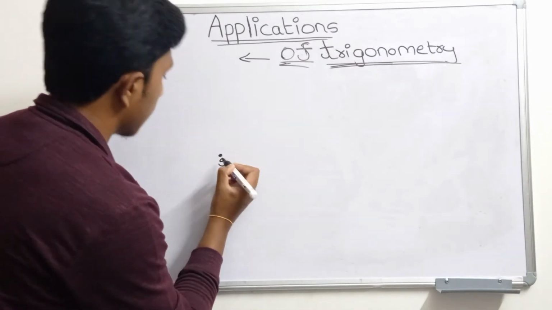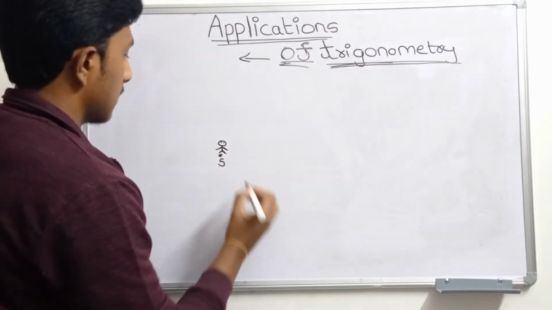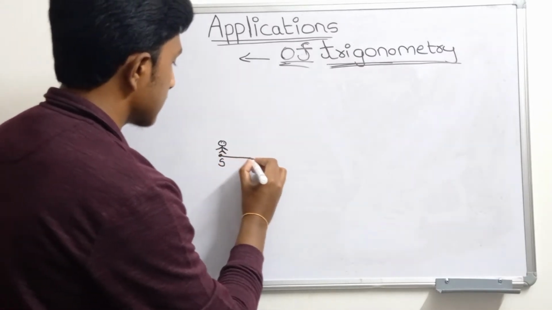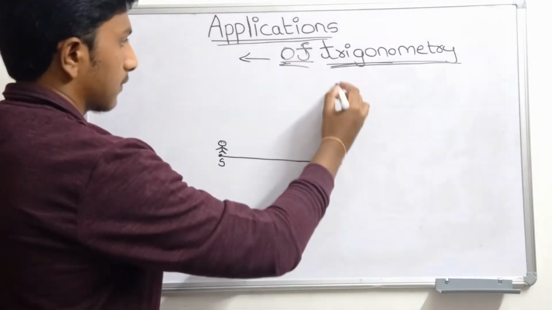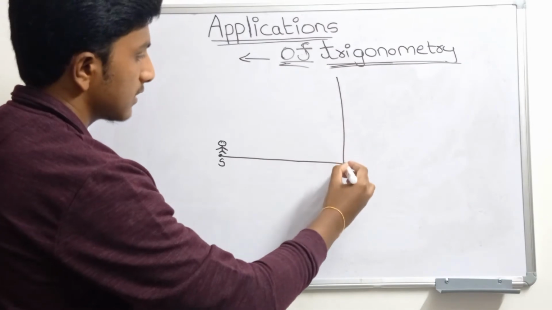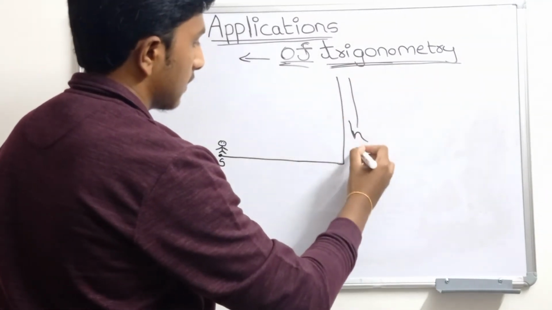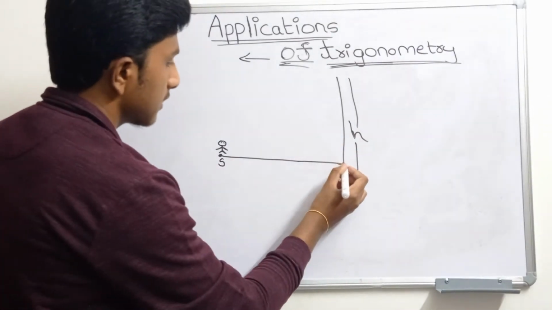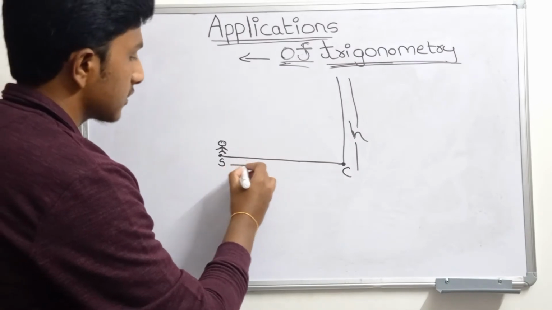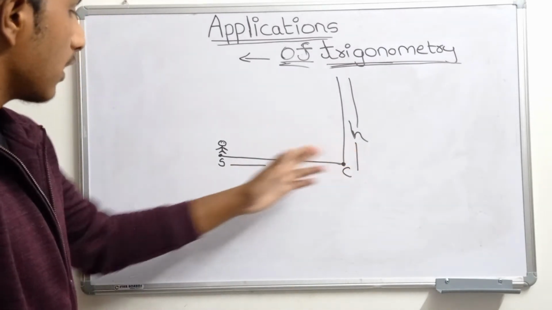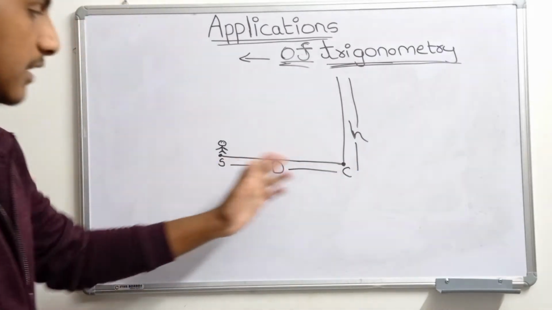The person is standing at the position, yes. And here is the pillar which is of height h. Consider this point as C, and the distance from the pole to the person is considered as capital D.